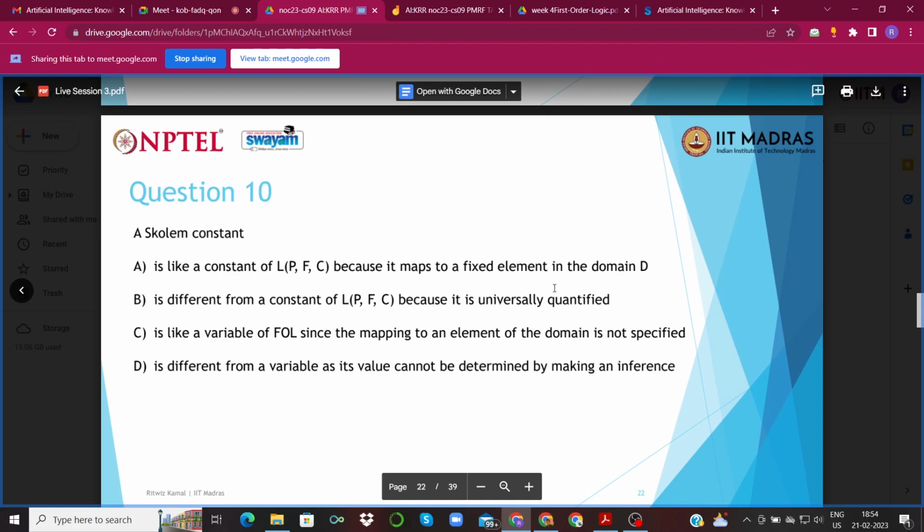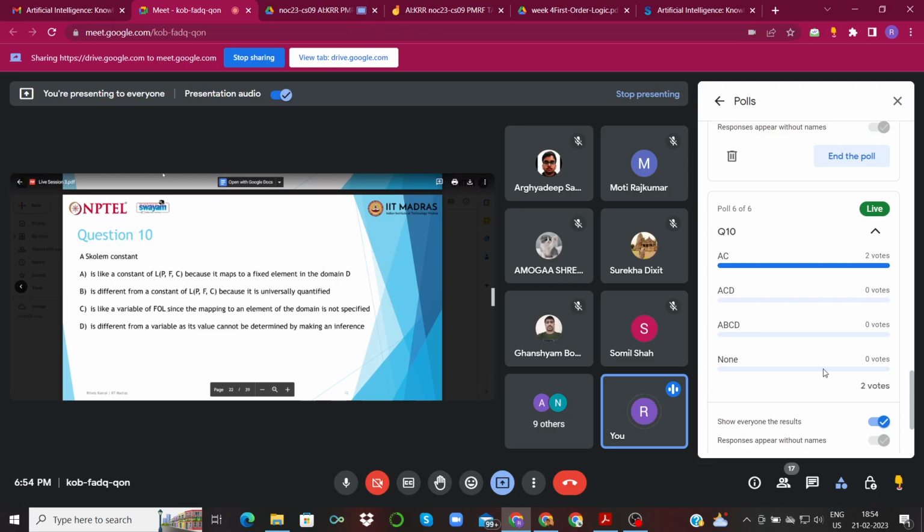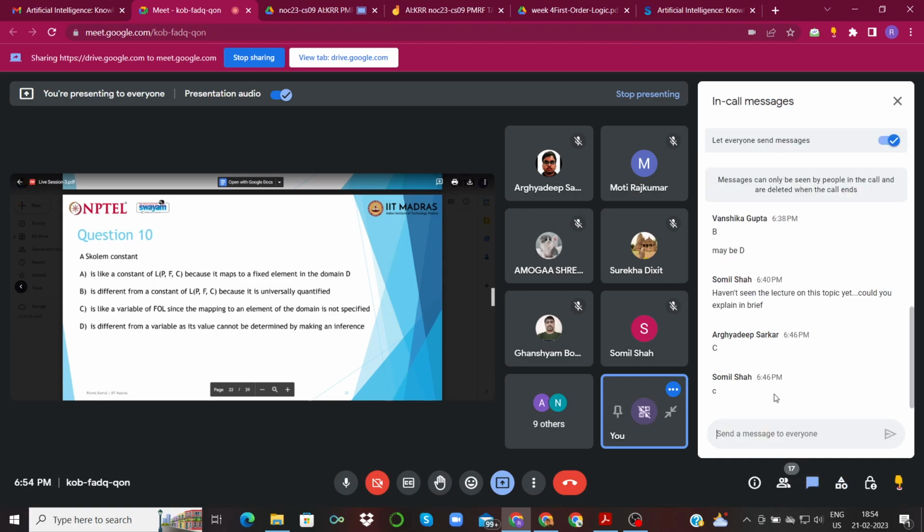Based on that, the first option is correct because a Skolem constant is like a constant, because it maps to a fixed element in the domain D, right? That corresponds to one variable, right? So option A is correct. What about option B? Option B is incorrect, right?